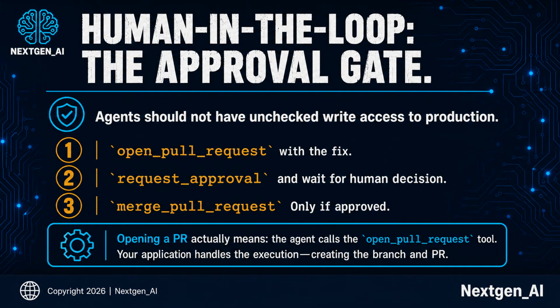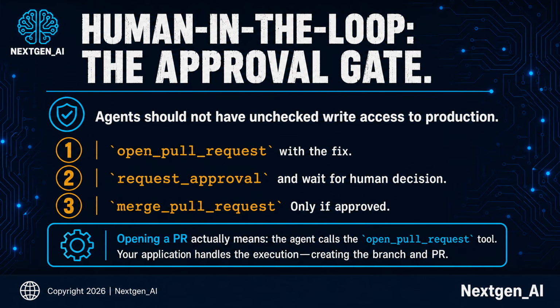Autonomous agents should not have unchecked write access to production. The approval gate pattern enforces this. The agent workflow has 3 steps. First, the agent calls open_pull_request with the proposed fix. Second, the agent calls request_approval and waits. The session pauses.